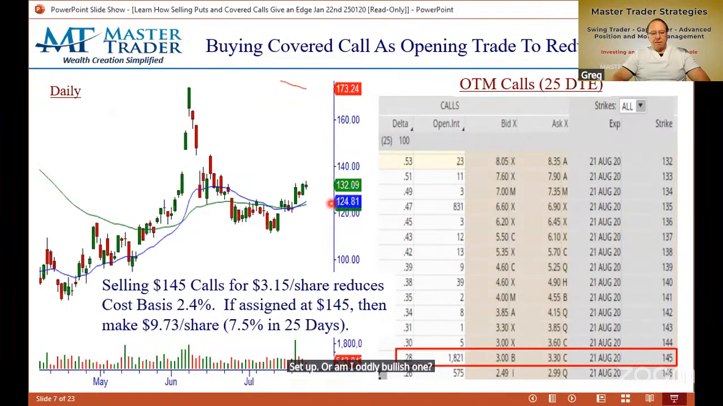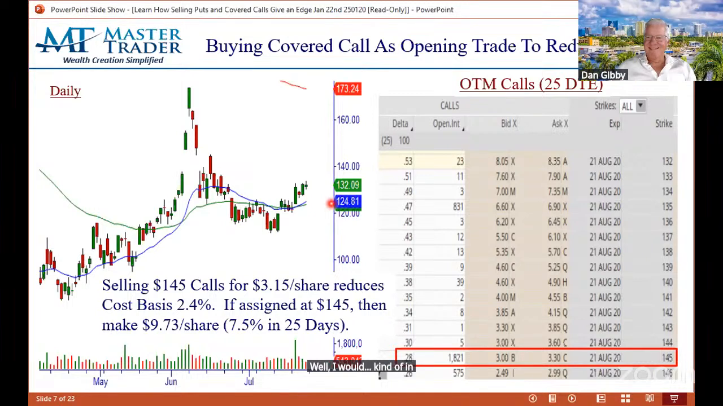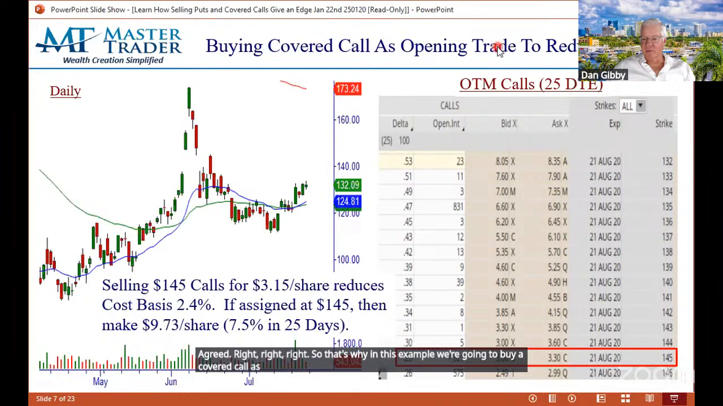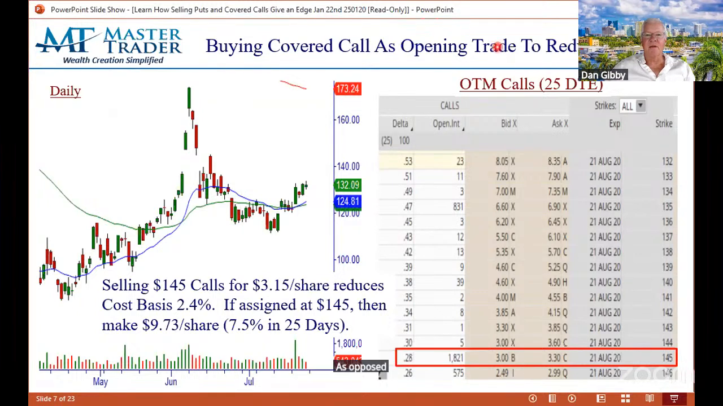Well, I would say in between. Agreed, mildly bullish. Right. So that's why in this example, we're going to buy a covered call as an opening trade, as opposed to legging into it later to reduce cost basis. Okay, what are you going to pay me to do this?